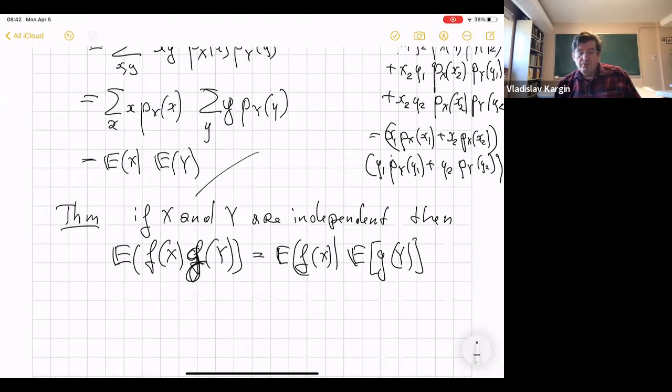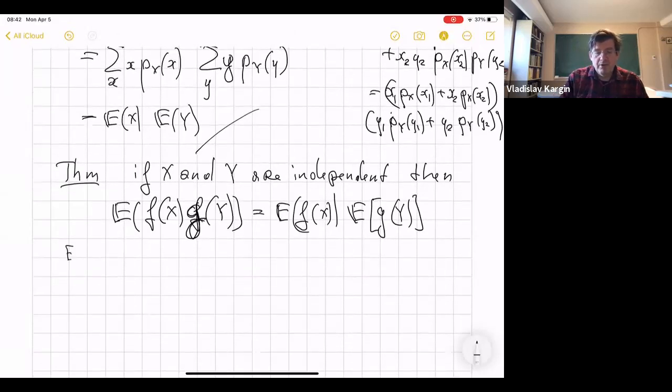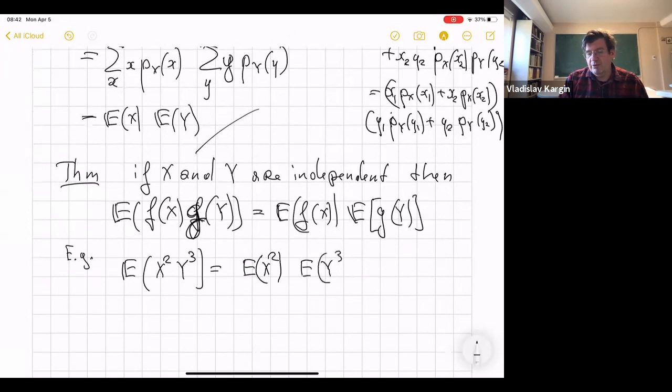So it's much more than you can say. So, for example, if you want to calculate the expectation of x squared divided by y cubed, then you can write that this is the expectation of x squared multiplied by the expectation of y cubed. In general, it's not true. If the random variables are not independent, then you cannot write it down. But if they are independent, this is true.